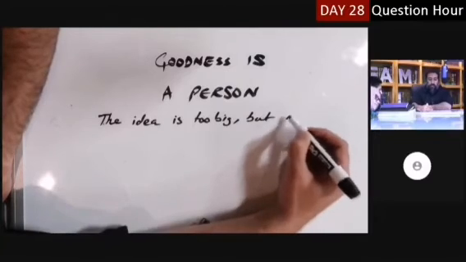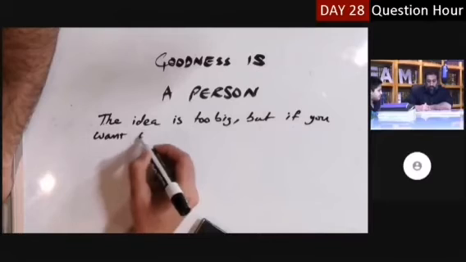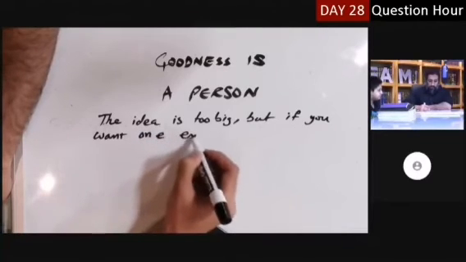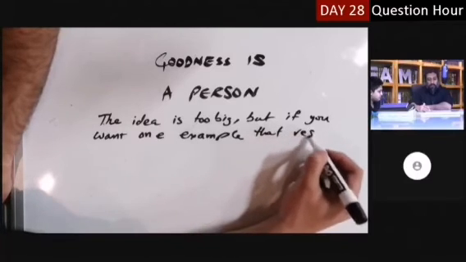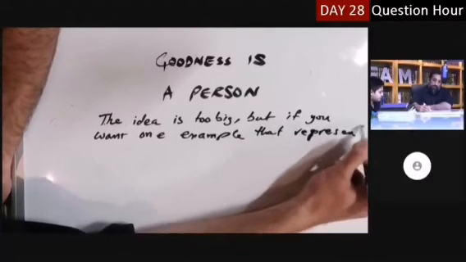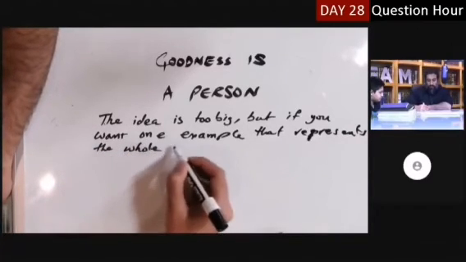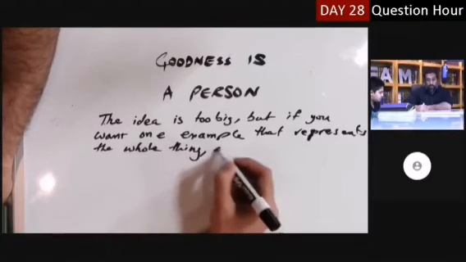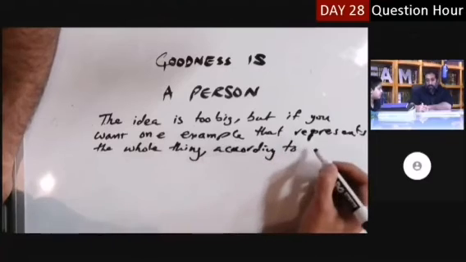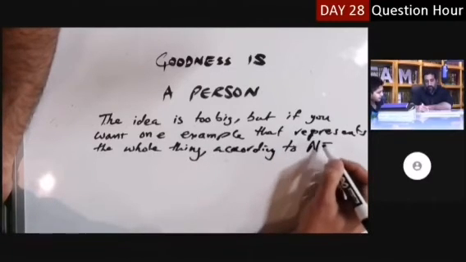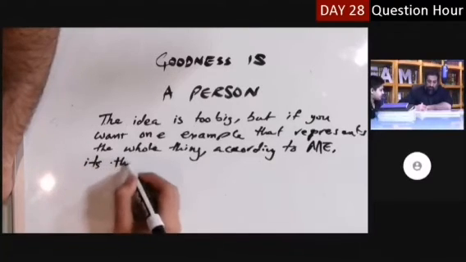But if you want one example that represents the whole thing, according to me, who's the me here? Me is Allah. According to me, it's this kind of person.